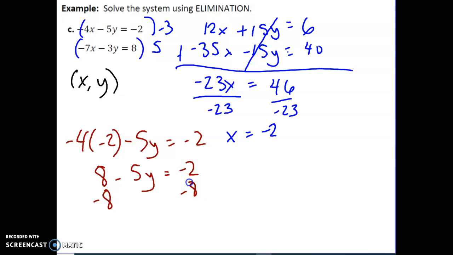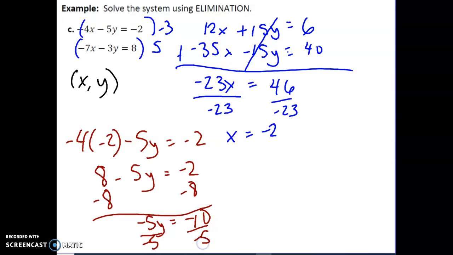Subtracting 8 from both sides. We got negative 10. Dividing by negative 5, and I'm out of space down there, so I'll move over here. Y equals 2. So my final answer written as a point is the point negative 2, 2. So if I graphed these, they would cross at the point negative 2, 2.